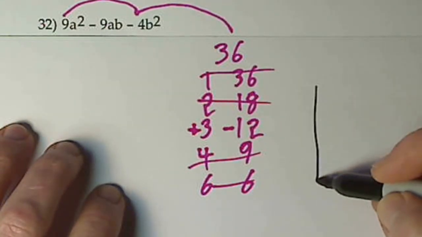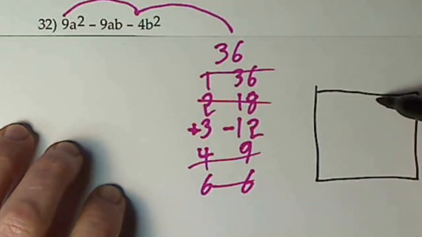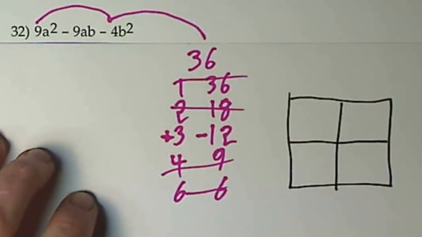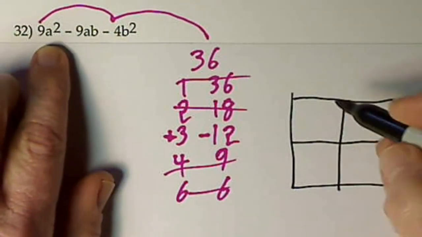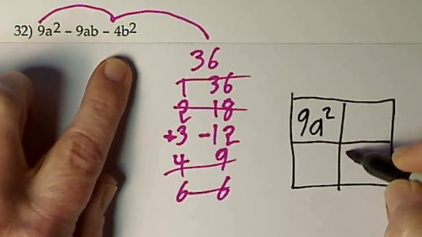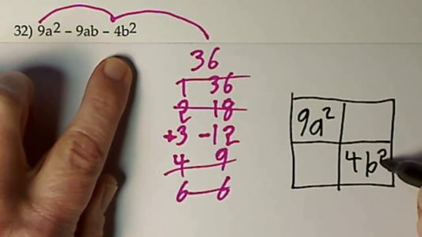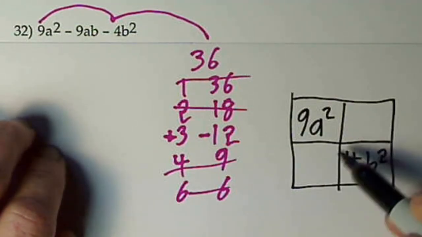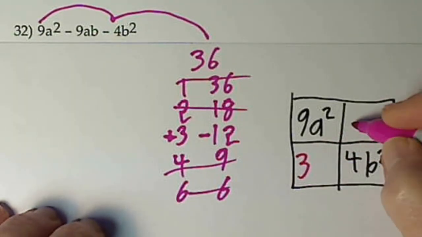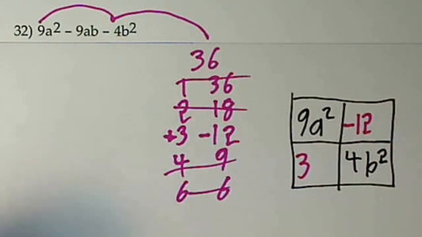Over here, and I'll move this over a little. There we go. So the first term goes in the first box. Last term goes in the last box. And these other two boxes, that's why you did all this work, to figure out that you've got a positive 3 and a negative 12.